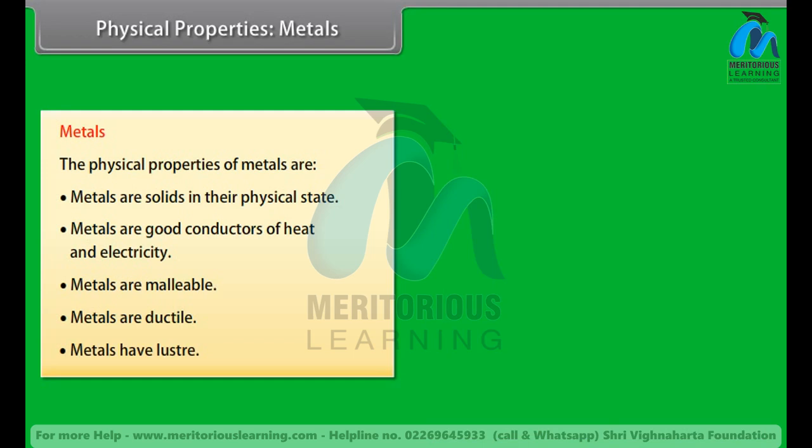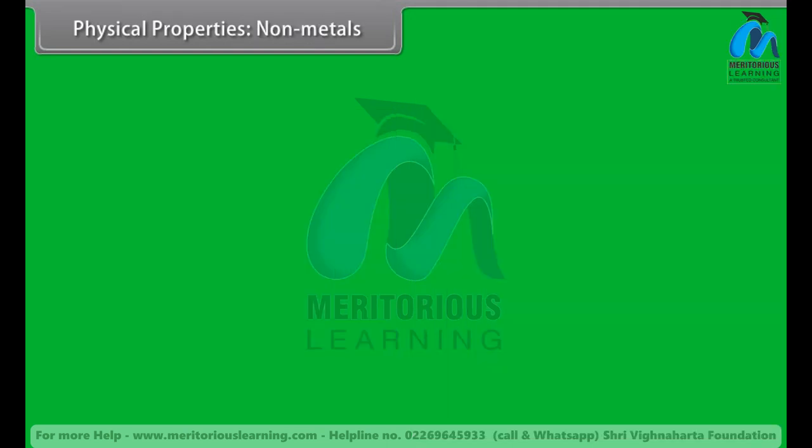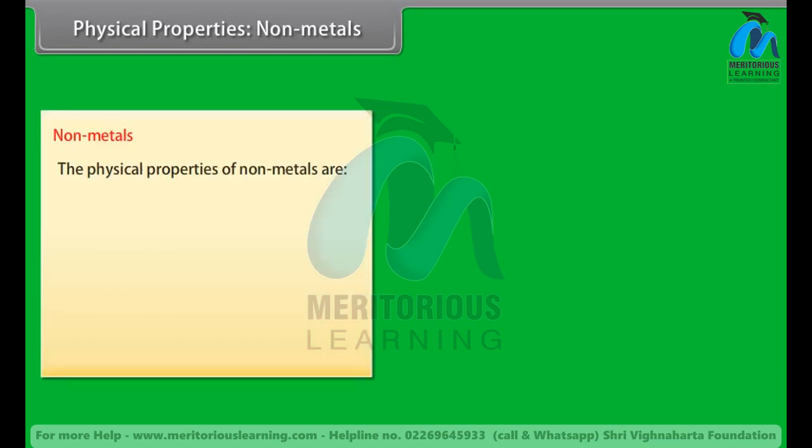Luster. Metals reflect light from their shiny surface. They can also be polished. For example, gold, silver, and copper are metals with a shiny surface and can be polished. Physical properties. Non-metals. Let us now look at the physical properties of non-metals.